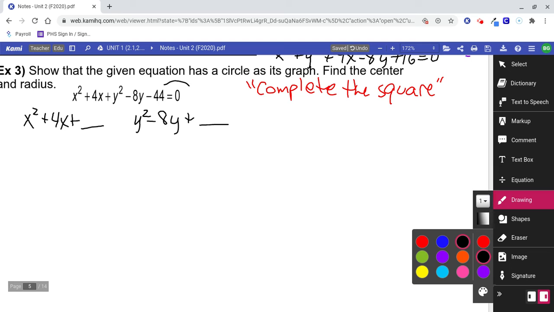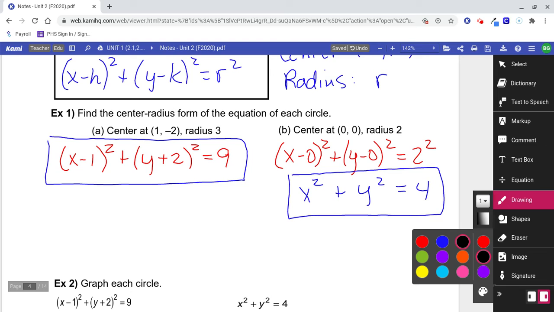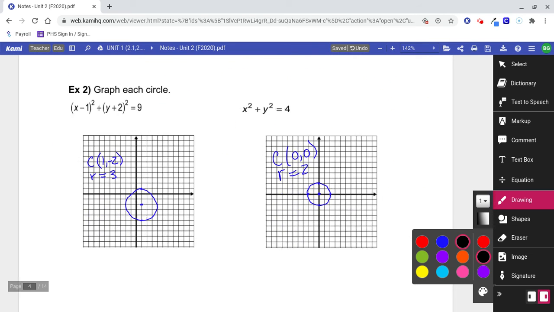And I'm also going to move this 44 over. I want to get this out of the way. Okay. I want the 44 out of the way. It doesn't really, the way I do it, have anything to do with the problem. Okay. So completing the square. Okay. Remember what center radius form looked like. All right, center radius form, you've got a square here and you've got a square here. Okay, so what we're trying to do is turn what we had into something that looks like this. Okay, completing the square.